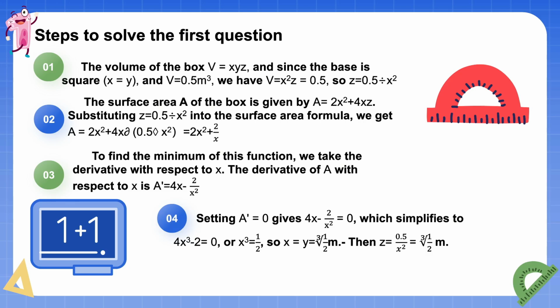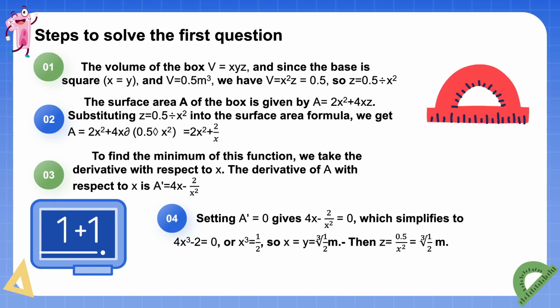To find the dimension that minimizes the surface area, we take the derivative of A with respect to x. The derivative of A is equal to 4x minus 2 over x squared. Now, to find the critical point, we set the derivative of A equal to 0. So 4x minus 2 over x squared is equal to 0. Finally, rewriting and solving the equation, we have 4x cubed minus 2 is equal to 0. We find that x cubed is equal to half. So x equals y equals the cubic root of half m.